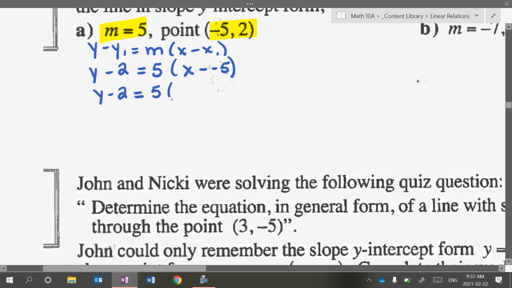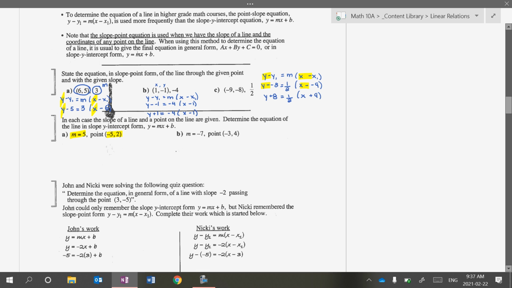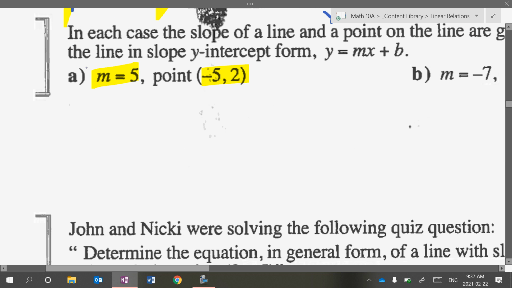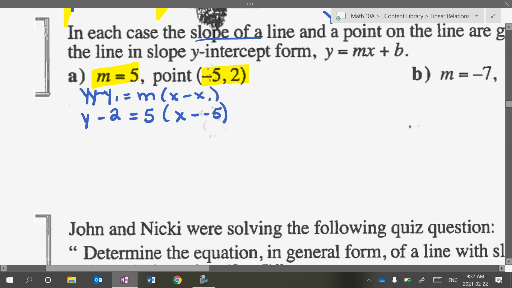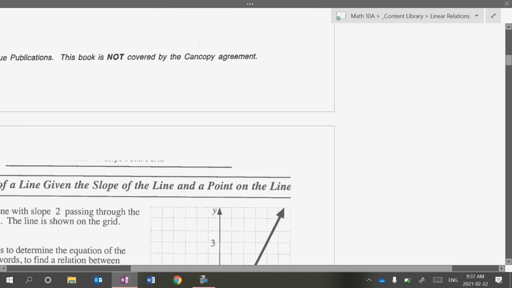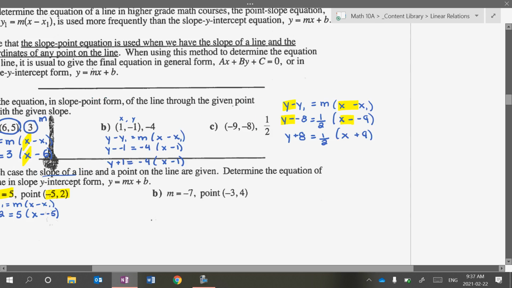So then this becomes 5, and then x, my pen stopped writing. No. Okay, we'll just start over. My apologies, guys. There we go. Oh no. Okay.